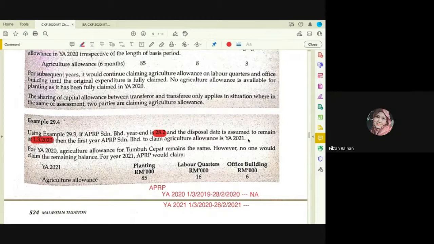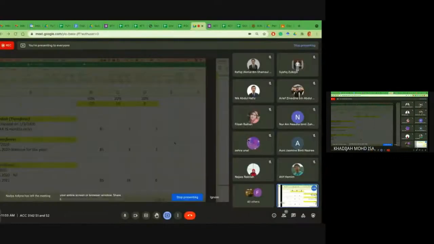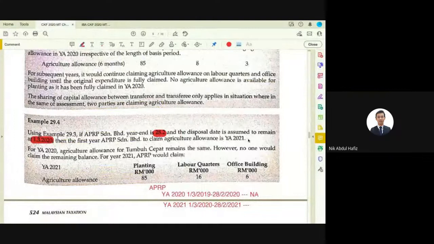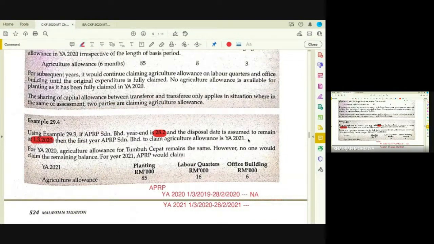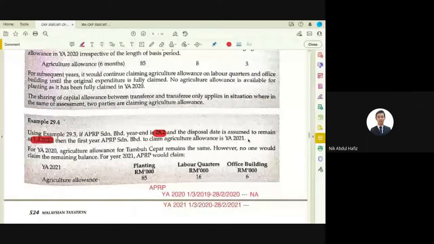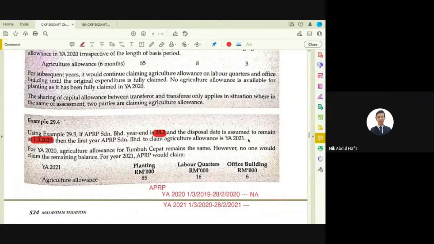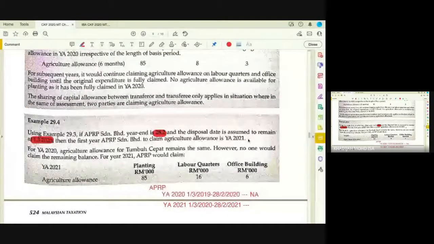Madam, yes. 1st March 2020, which YA? YA 2021. Okay, what's the basis period for YA 2021? 1st March 2020 until 28 February 2021. Very good. So your YA 2021 starts from 1st March 2020 to 28th of February 2021.